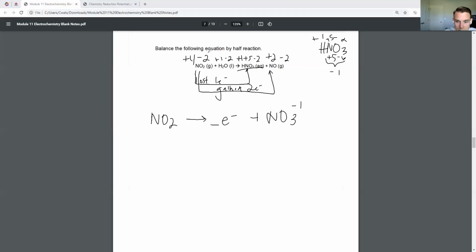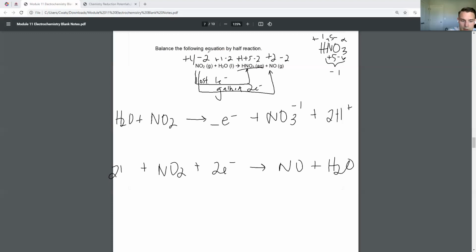Balancing it out, I'm going to add, I need a water over here. So then I'm going to add, let's see, 2H+ over here, and then it should be balanced. Okay. Then for the other one, where it's gaining electrons, so NO2 plus 2 electrons gives me NO. I need to add a water over here, 2 hydrogen ions over here. Perfect. Now, in order to bring these together, they have to have the same number of electrons.